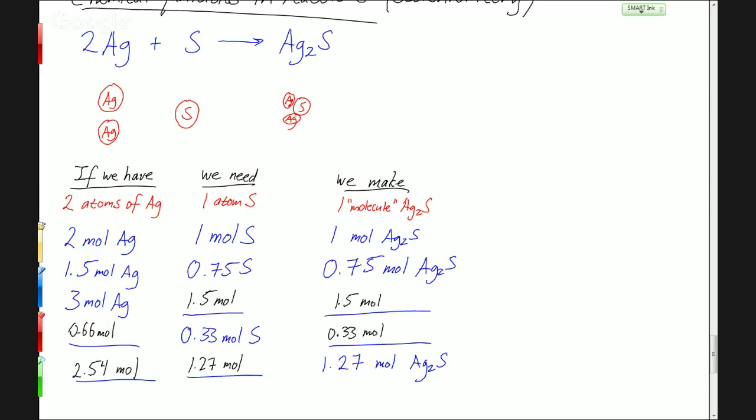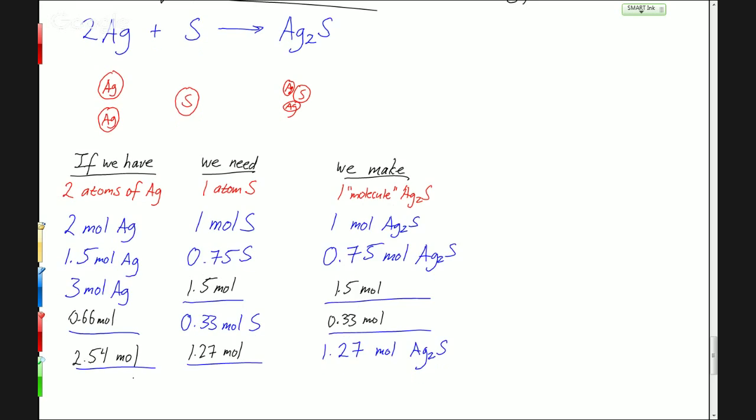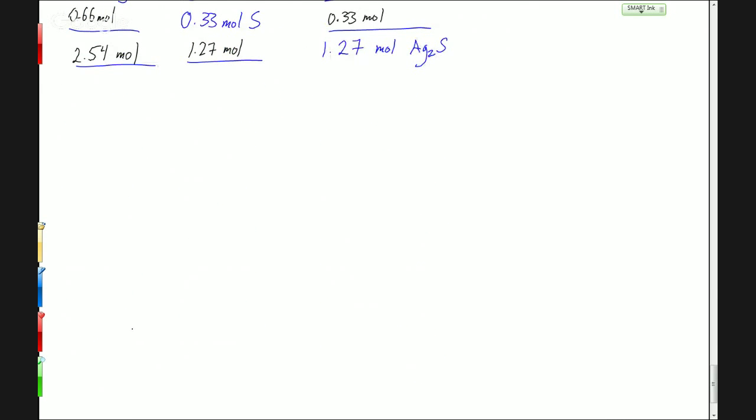Do something like that? Okay, great. Now for the last part, what happens when these numbers aren't quite so nice? So let's look at this reaction. Instead of silver and sulfur, we're going to look at iron and sulfur, because when iron and sulfur react, they make iron 3 sulfide. And so our balanced equation looks like this.